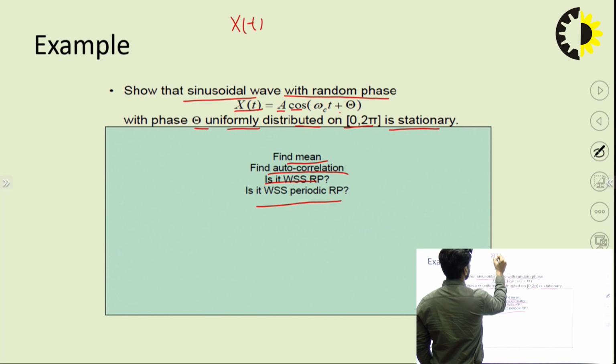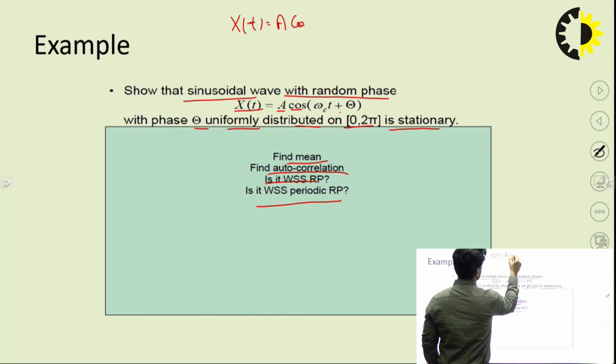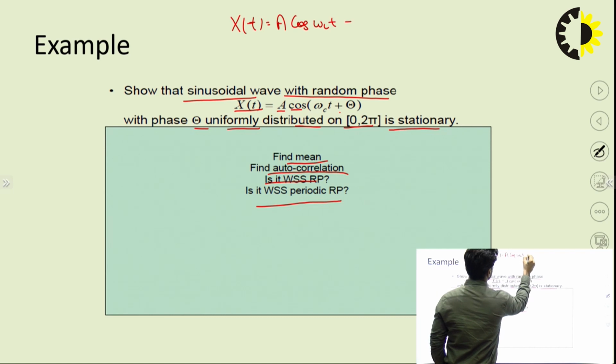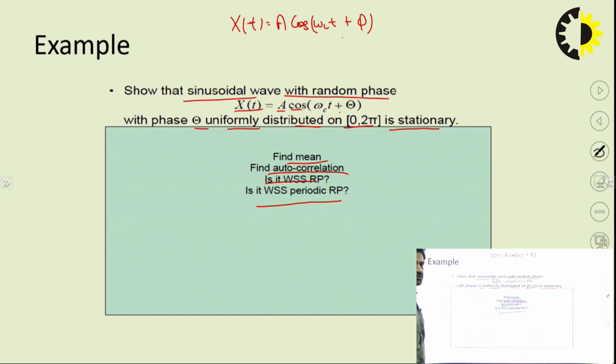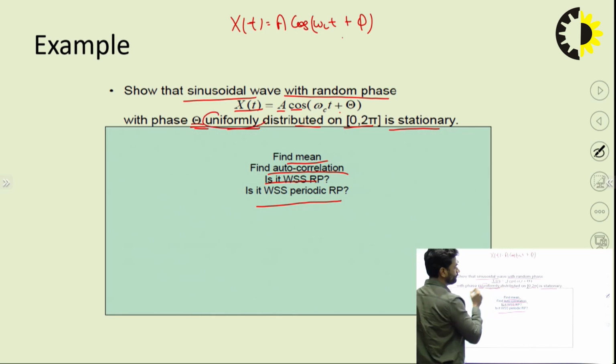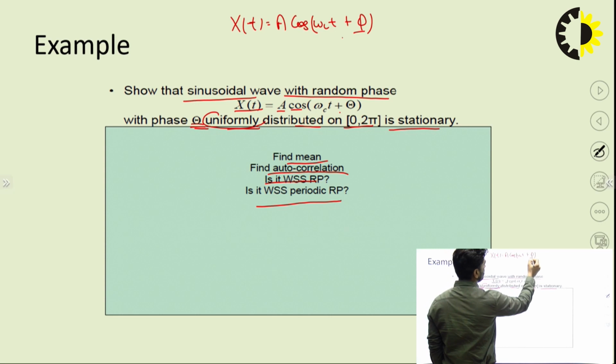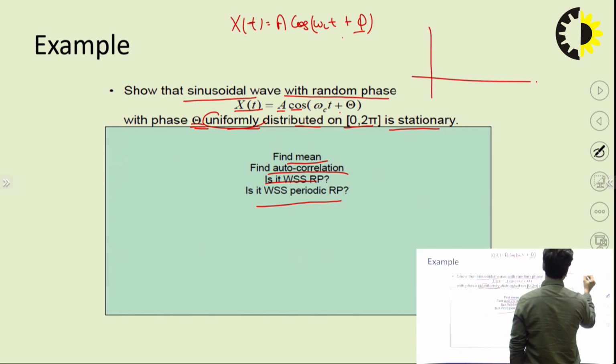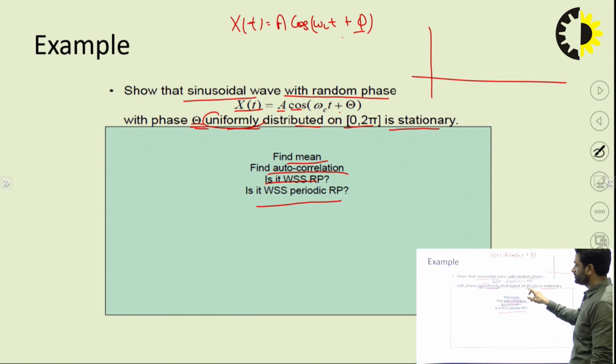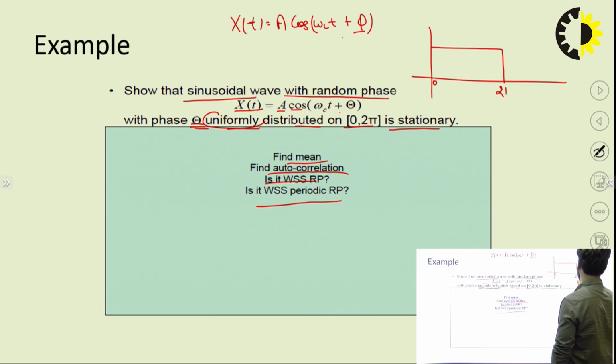X(t) = A cos(omega_c t + phi), or you can say theta, whatever. Now this phi is uniformly distributed. First, please give attention here: uniformly distributed. Which variable? That is phi. So phi is uniformly distributed, meaning with a range of 0 to 2 pi, and the random variable is phi.